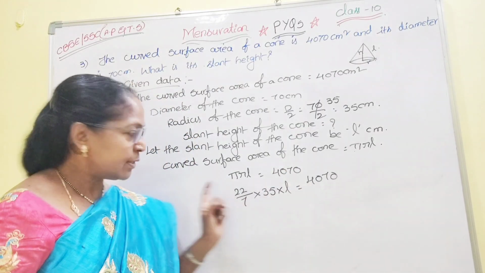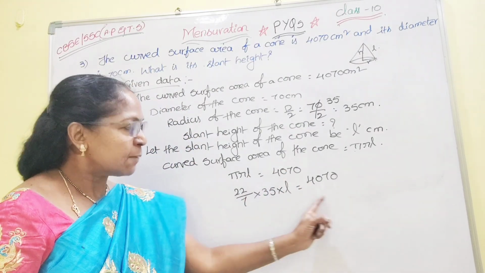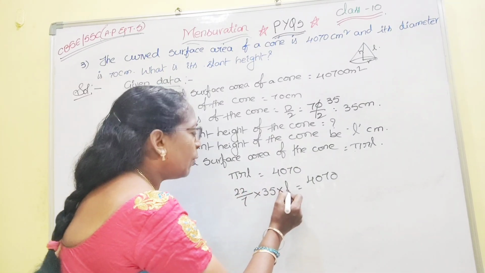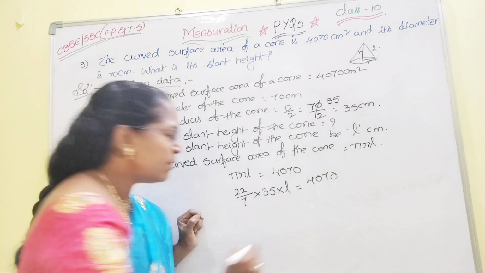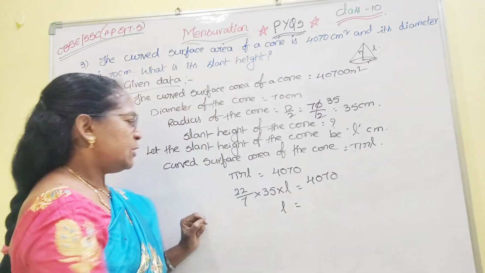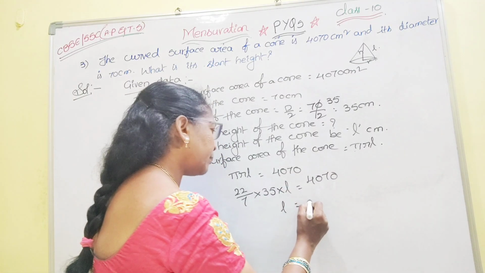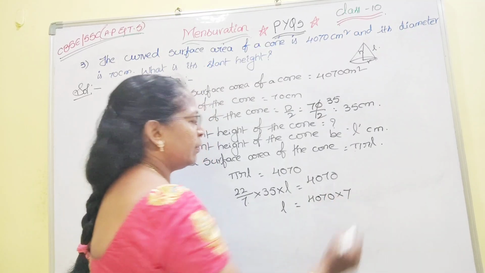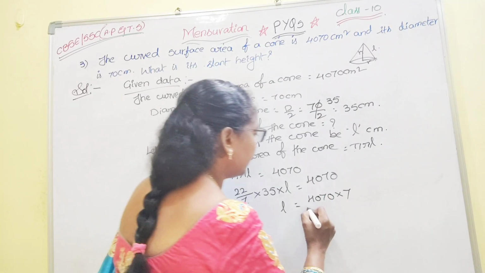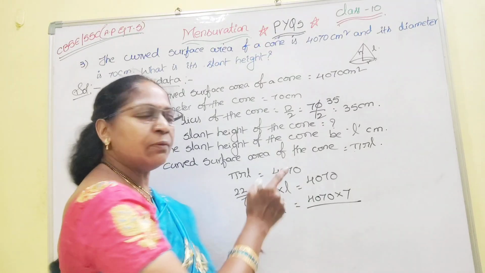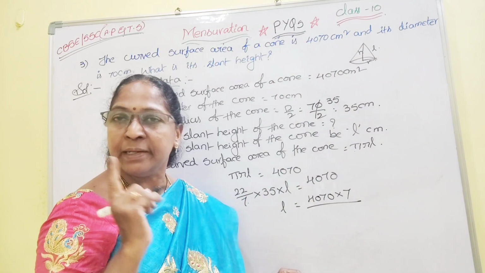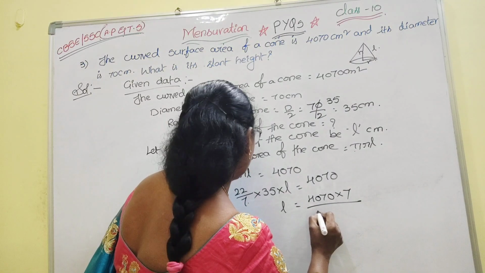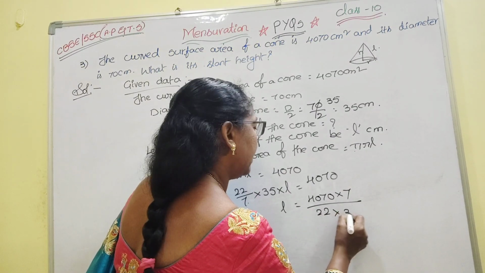Substitution of the values: first equate, next substitute the values of the variables in the formula. Next, what is the variable here? L is the variable. So L equals, just cross multiply 4070. This denominator will become multiplication, divided by the numerator value. It goes to the other side and will become division. That basic you have to remember. So here what is the basic? 2 into 35.